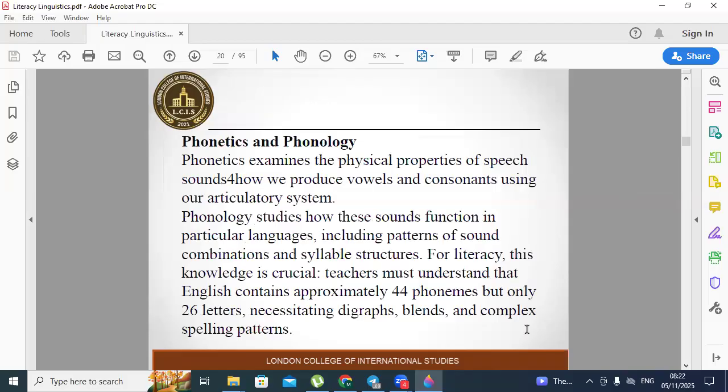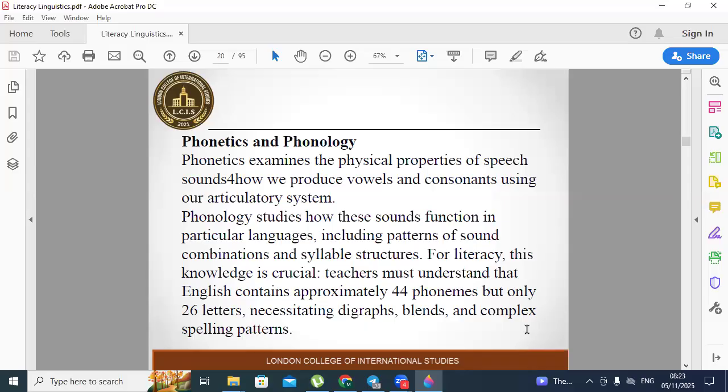Phonetics and phonology explained. Let's dive deeply into phonetics and phonology, the first linguistic system critical to literacy. Phonetics examines the physical properties of speech sounds, how we produce vowels and consonants using our articulatory system. It is the study of actual sounds regardless of meaning. For example, phonetics describes how we produce the sound P.